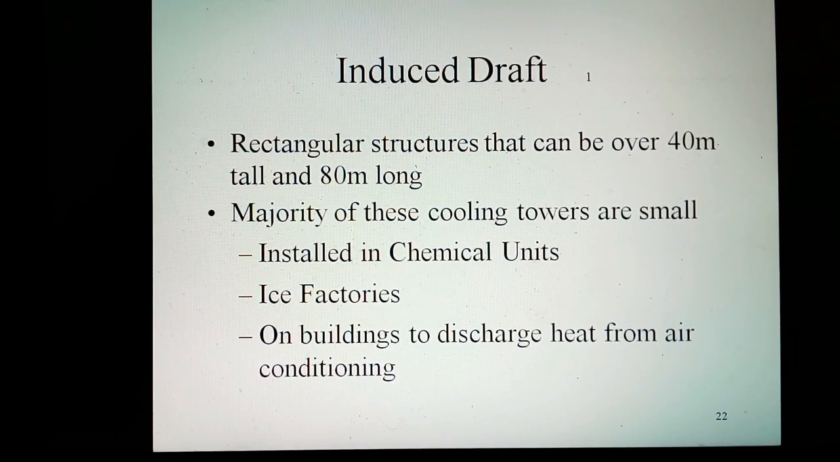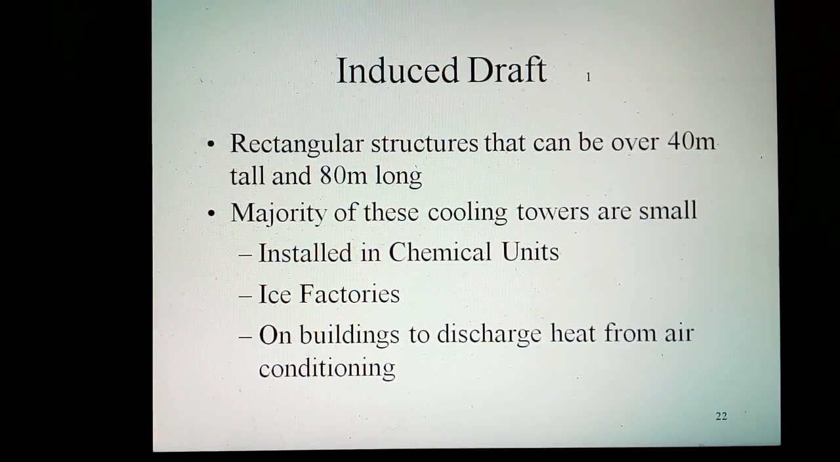Cooling towers vary in size from small rooftop units to very large hyperboloid structures that can be up to 200 meters tall and 100 meters in diameter, or rectangular structures that can be over 40 meters tall and 80 meters long. The hyperboloid cooling towers are often associated with nuclear power plants, although they are also used to some extent in some large chemical and other industrial plants.